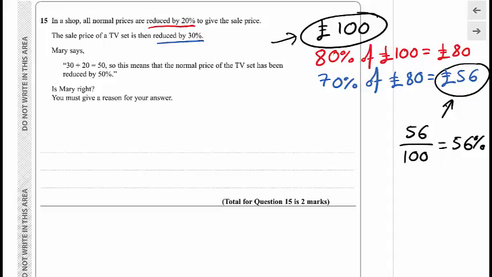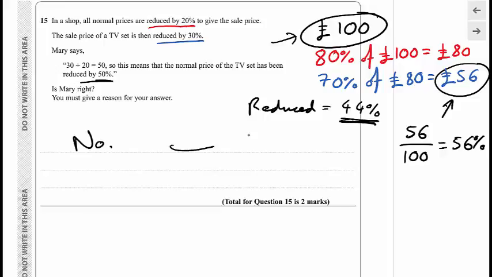So how much has that £100 been reduced by? It will be reduced by 44%, right? Because I end up at £56, and £56 is 56% of £100. But I don't want the end percentage of the original price, I want how much it's been reduced by. Well, it's been reduced by £44, which is 44% of my original £100. Hopefully that makes sense. So it's actually been reduced by 44%, not 50%. So is Mary right? No, she isn't. And there's your reason.